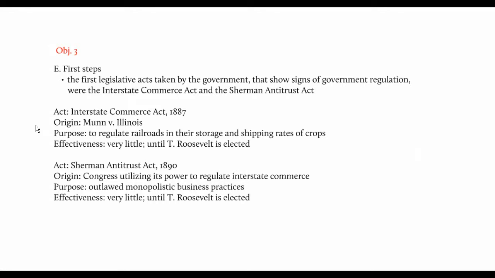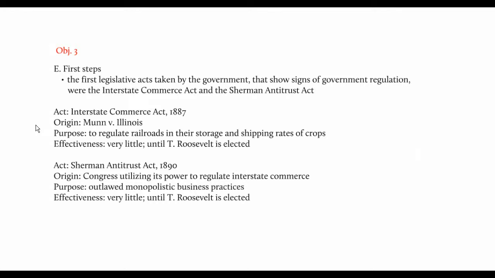Then the government does get involved, and to the small-time farmers' surprise and dismay, the federal government reverses Munn versus Illinois and says no, states cannot regulate this because it's an interstate business, meaning the business goes from one state to another. So Munn rejoices. Well, now that was 1886.